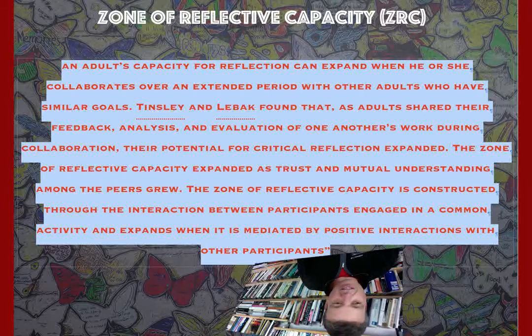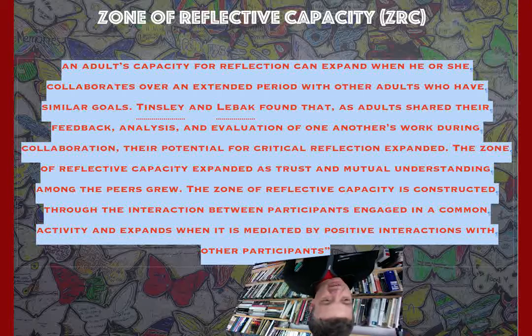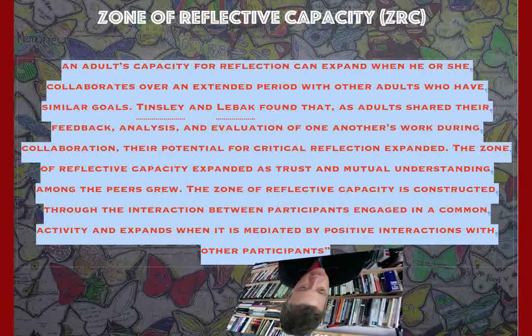Okay, Tinsley and Lieber found that as adults shared their feedback, analysis, and evaluation of one another's work during collaboration, their potential for critical reflection expanded. Okay, the zone of reflective capacity expanded as trust and mutual understanding among the peers grew. The zone of reflective capacity is constructed through the interaction between participants engaged in a common activity and expands when it is mediated by positive interactions with other participants.